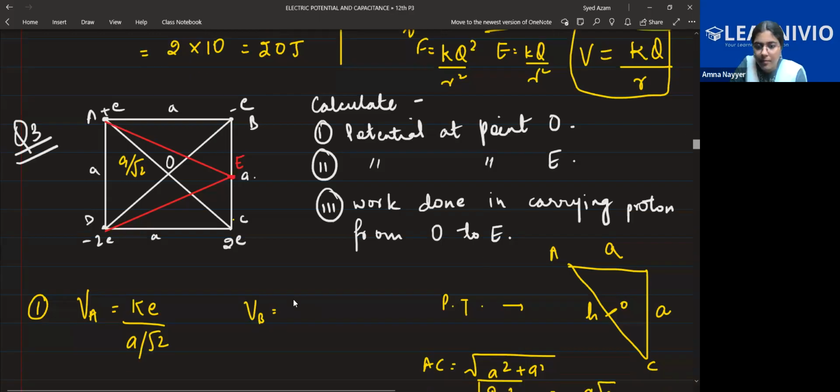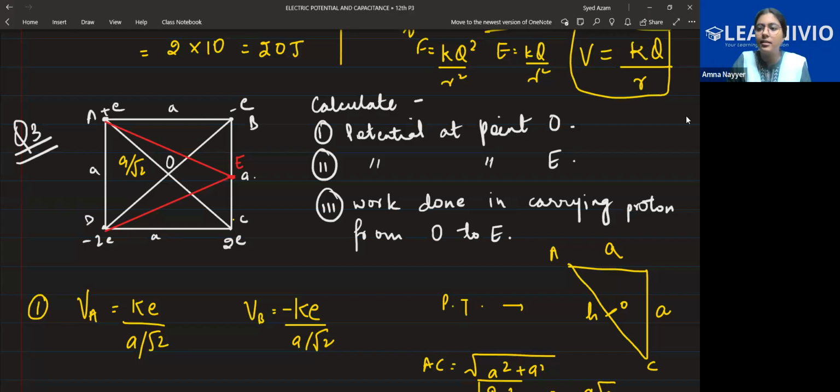K into minus E. Yes, right, correct. Minus E by A by root 2. Very good. See class, this is a negative charge, so we have to take the negative charge itself.